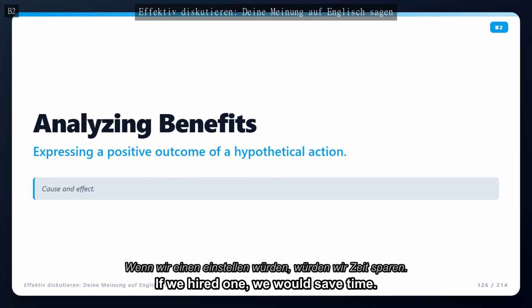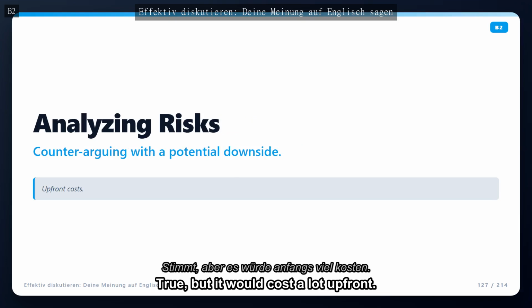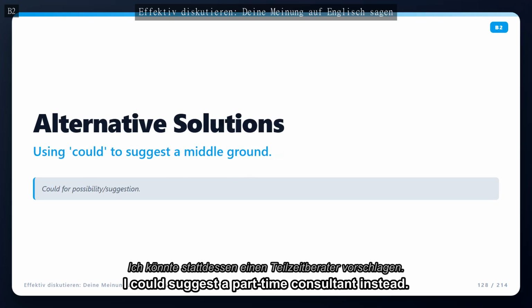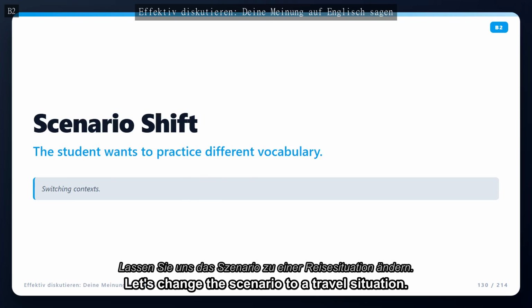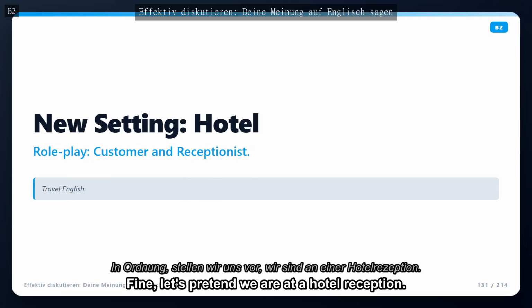If we hired one, we would save time. True, but it would cost a lot upfront. I could suggest a part-time consultant instead. That is a clever compromise. Let's change the scenario to a travel situation. Fine, let's pretend we are at a hotel reception.